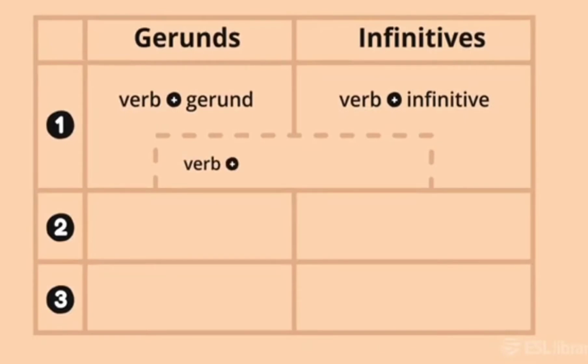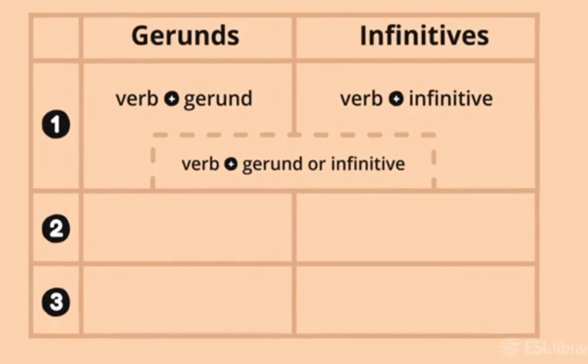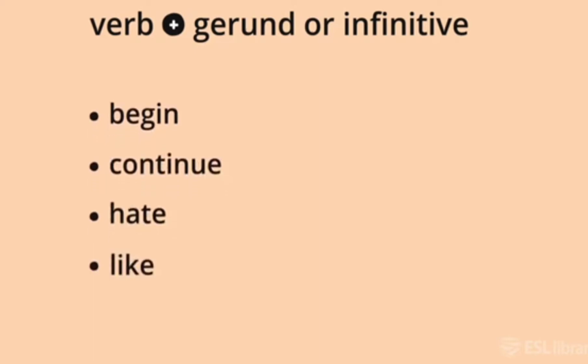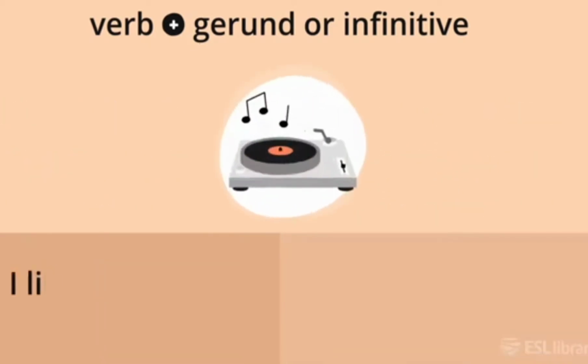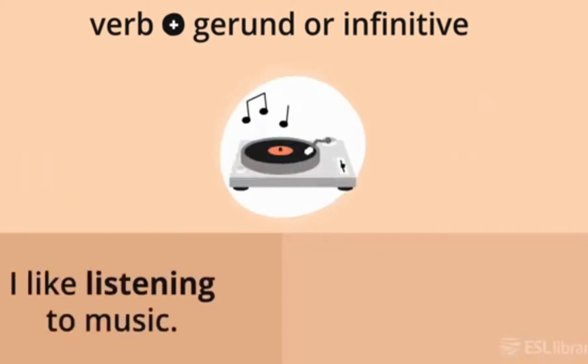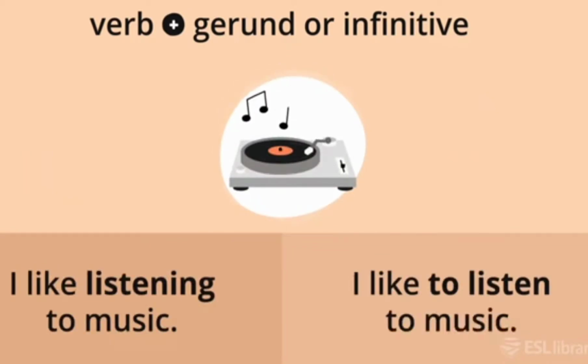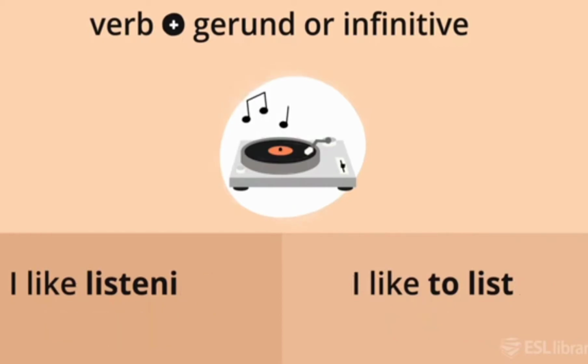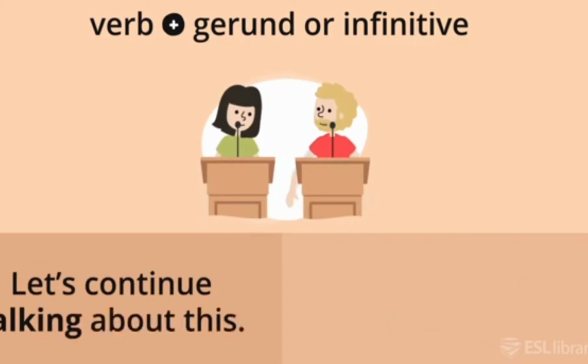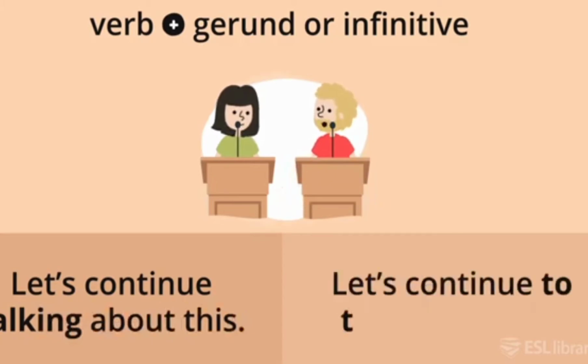There are a few verbs that can be followed by either a gerund or an infinitive with no difference in meaning. Common verbs followed by a gerund or infinitive are begin, continue, hate, like, love, prefer, and start. For example, "I like listening to music," or "I like to listen to music." "Let's continue talking about this," or "Let's continue to talk about this."